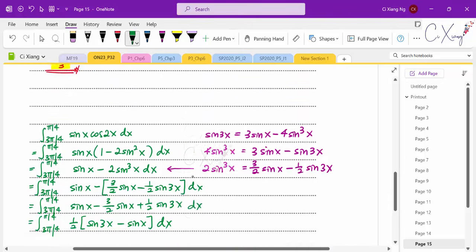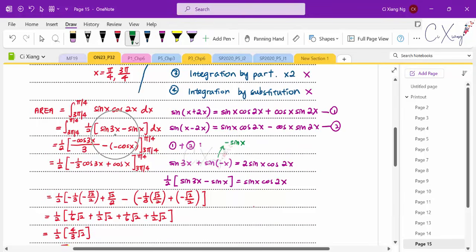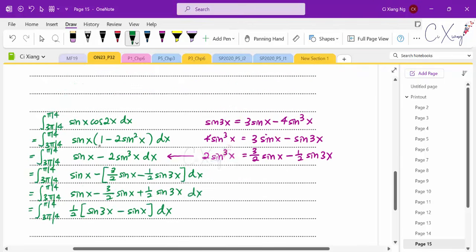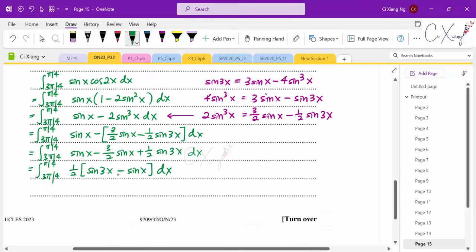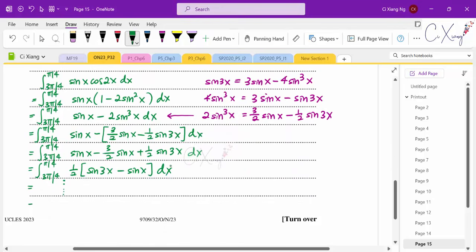So this step is also similar to what we have on top just now. You can see that we are trying to integrate half sine 3x minus sine x. So the remaining steps will be the same as what I showed just now. So from this step, you can continue with what I showed you in the method just now. Of course, definitely you will get the same answer, which is 2 square root 2 over 3.